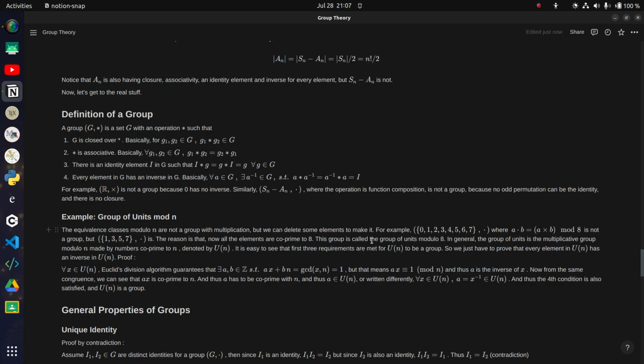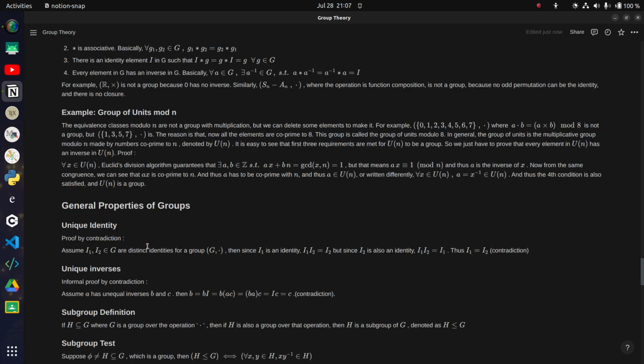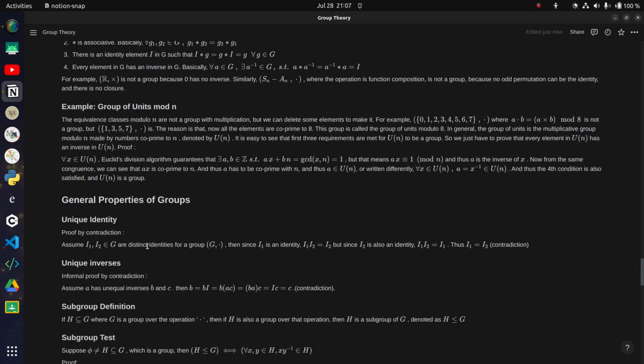And then also there's the other way of proving this. But we'll look at that later. Okay. And actually, no, you know what? Let's look at that right now. So for all x belonging to the group of units, written as U(n), of course, Euclid's division algorithm guarantees that there exist integers a and b such that ax plus bn is equal to the GCD of x and n, which in this case is just 1 because they are co-prime.